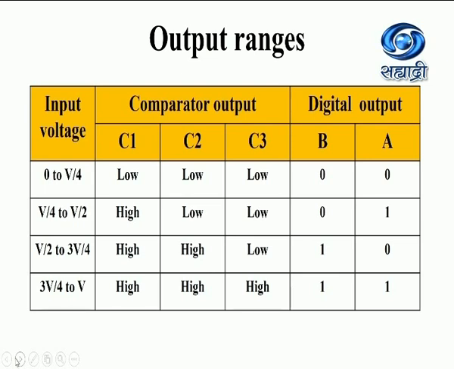If the input voltage is between V/4 and V/2, then C1 is high, C2 and C3 are low, and we will get the digital output 0 1, that is binary 1.